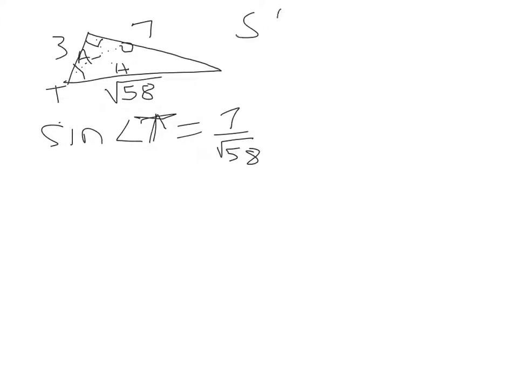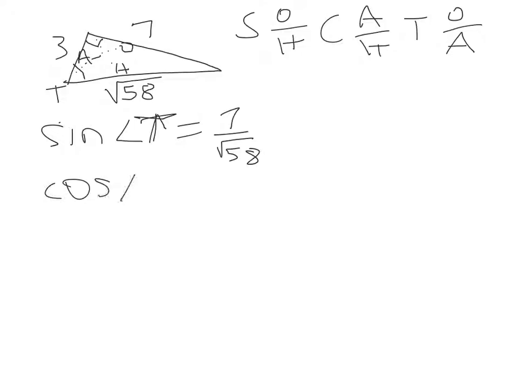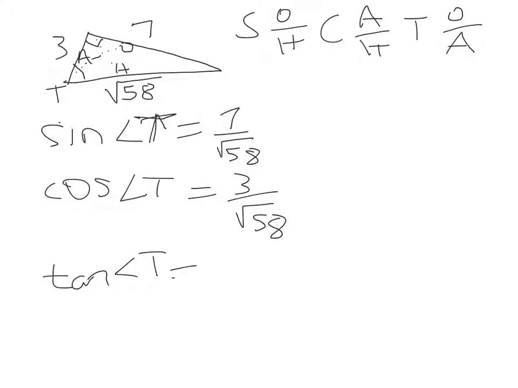I always write this at the top of every paper so that I don't have to keep trying to think about it. I can just look at my acronym and get it right. Make sure you spell it right. So, CAH, TOA. The cosine of angle T would be the adjacent side, which is 3, over the square root of 58. And then the tangent of angle T would be opposite over adjacent, which would be 7 over 3.